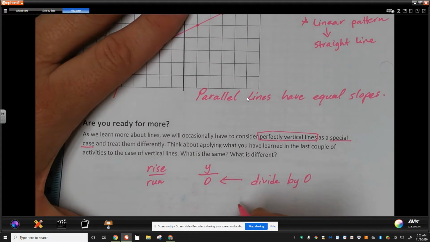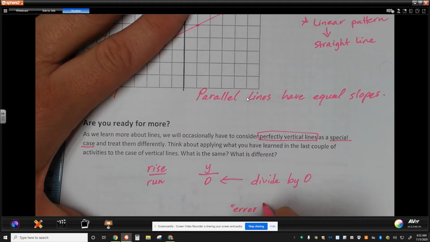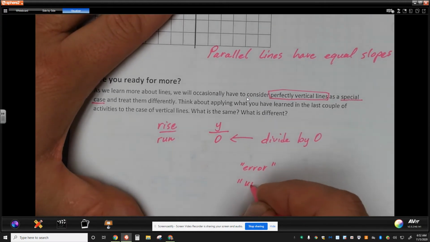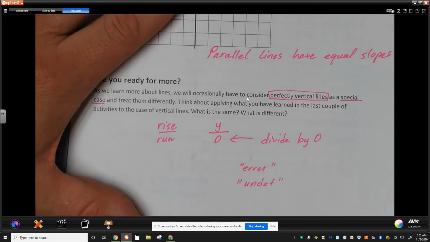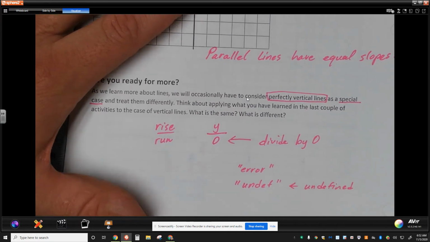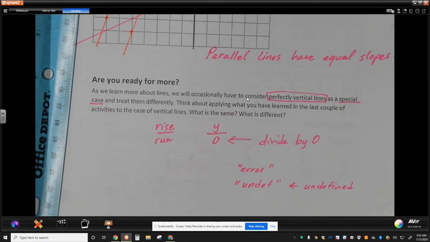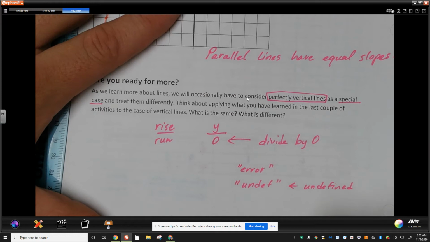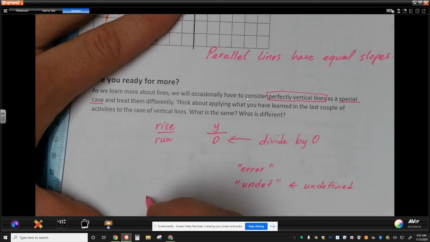So on our calculators when we do this, sometimes we'll see something that says error, or we'll see something that says undef. What this means is undefined, meaning that we actually can't find the slope because it can't be defined, because it's a vertical line. So when we talk about vertical lines, we say vertical lines have an undefined slope.